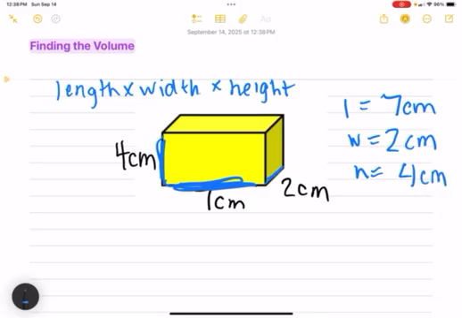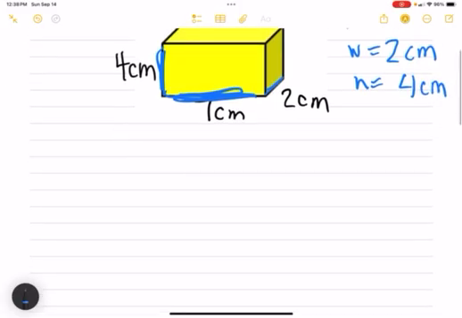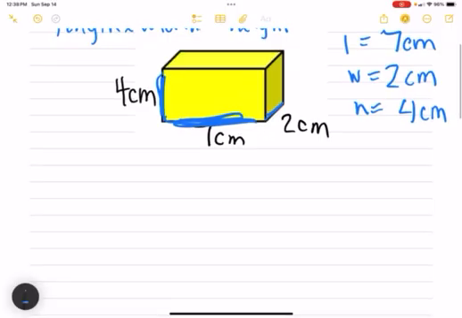And what we're going to do is plug them into our volume formula all in one equation. So we have 7 times 2 times 4. I could multiply left to right, but since we're using the same operation throughout the entire equation, I can use the associative property. The associative property is that no matter which order I multiply, I am going to get the same product.